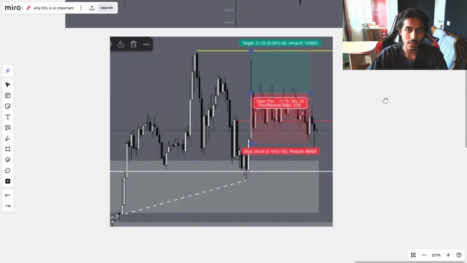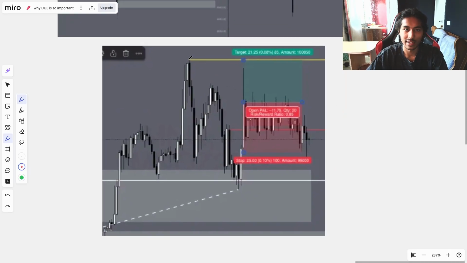So this one right here as well. Once again, this is the draw on liquidity. I do not target this draw on liquidity. I don't target it because it's not strong enough.